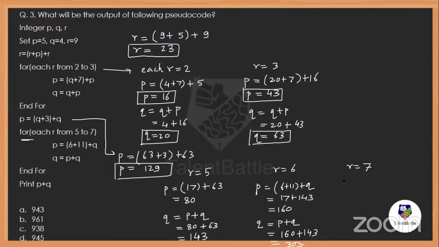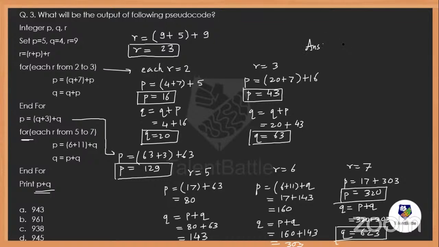Then when R is equal to 7, the third iteration, value of P will be 17 plus 303. That gives me 320. And value of Q will be P plus Q, 320 plus 303. That is 623. Iteration completes. And then they are asking us to print the value of P plus Q. So latest updated value for Q is 623 and latest updated value for P is 320. So final answer will be P plus Q, that is 320 plus 623, which leads to 943. And 943 is present in option A. Yes, correct answer from students as well.